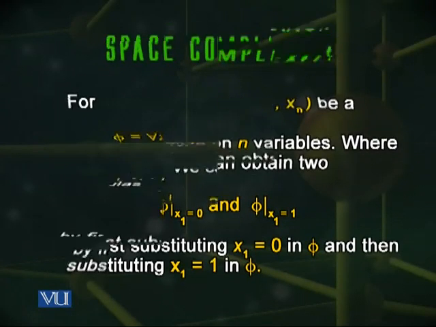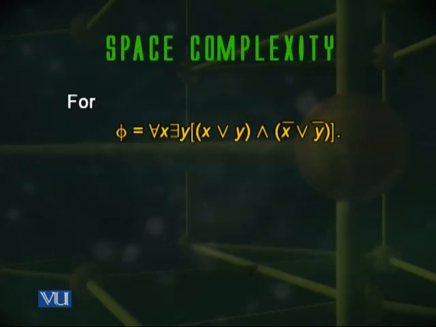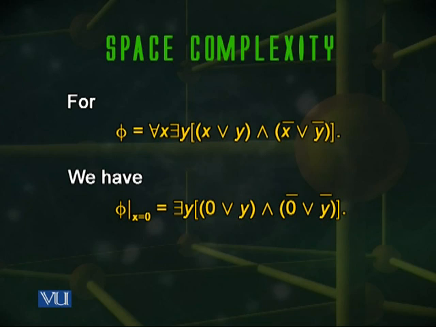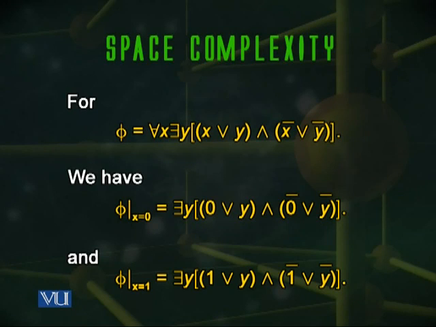Let's look at an example. For example, suppose we have the formula that we already discussed. For all x, there exists y, (x or y) and (x bar or y bar). Now, from here, we can obtain two formulas. So phi substituted with x equals 0 is there exists y, (0 or y) and (0 bar or y bar). The other formula, phi substituted with x equals 1, is there exists y, (1 or y) and (1 bar or y bar).